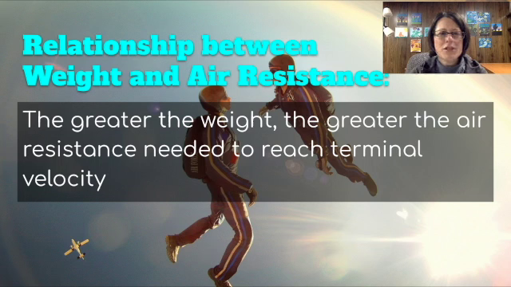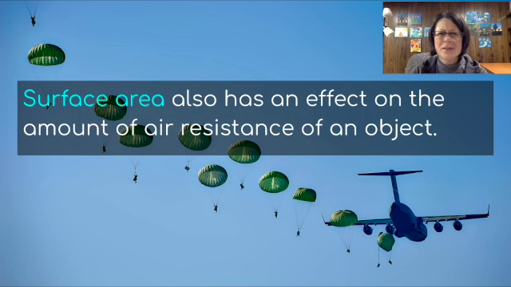Now, the relationship between weight and air resistance: the greater the weight, the greater the air resistance needed to reach terminal velocity. So with these skydivers, if there was much difference between their weights, the lighter individual would reach terminal velocity first, before the heavier individual. But they will both reach a terminal velocity. And it also depends upon the orientation of their bodies and things.